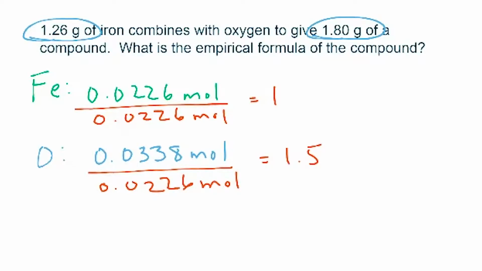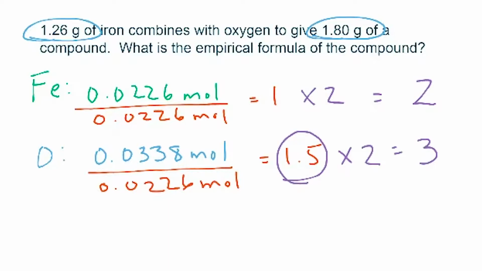Since the subscripts in an empirical formula need to be whole numbers, we can't leave the ratio as 1 to 1.5. To make this a whole number ratio, we'll multiply all of the numbers by 2. This gives us a ratio of 2 for iron and 3 for oxygen. We're multiplying by 2 because the 0.5 is the decimal form of the fraction 1/2. 2 moles of iron and 3 moles of oxygen mean that our empirical formula is Fe2O3.